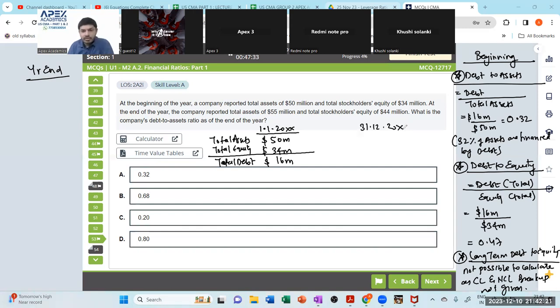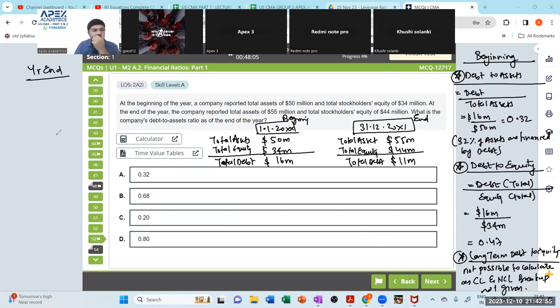Now, 31st of December 20x1. This was your beginning and this is your end. At your end, now as Aditya correctly pointed out, what are the total assets of the company? 55 million. What is the total equity? 44 million. Therefore, what is your total debt? 11 million. Now, let's begin.